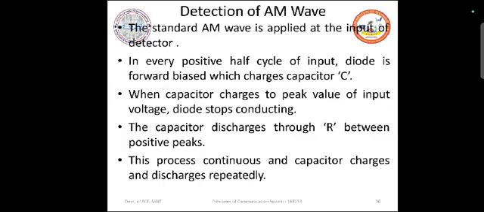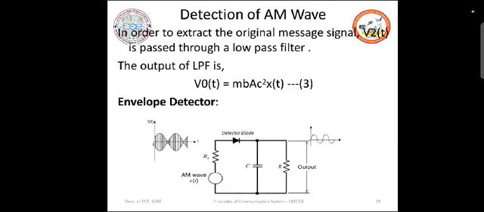What happens is, a standard AM wave is applied as an input to the detector. In every positive half cycle, the input diode is forward biased. This will basically charge the capacitor C, and when the capacitor charges to the peak value of the input, the diode basically stops conducting. The capacitor will then discharge through the resistor R between the positive peaks.